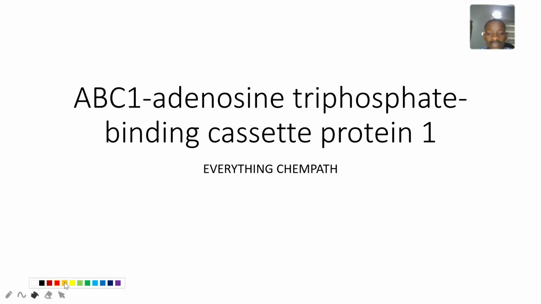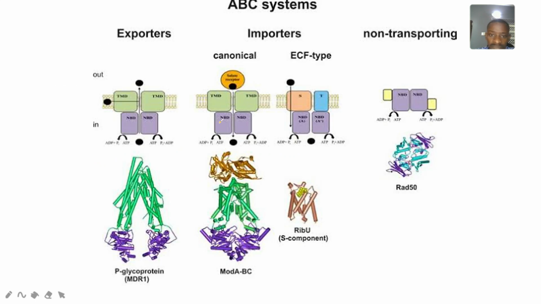I will look at yet another abbreviation in chemical pathology, and this abbreviation is what is known as ABC1. Okay, this one is bigger. So they call that the adenosine triphosphate binding cassette protein 1. Of course, the ABC is coming from here: A, B, C.